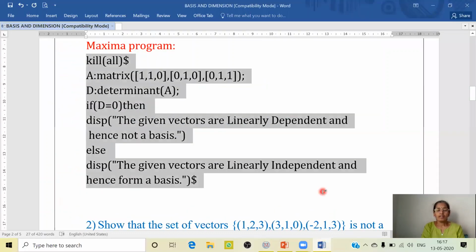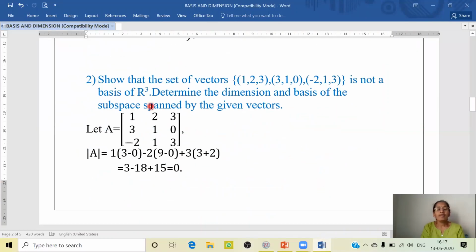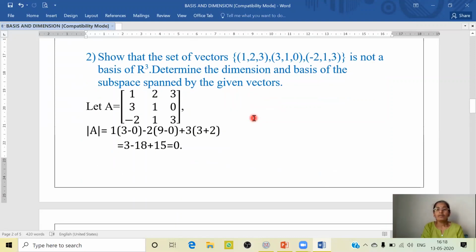Now let us check one more problem, a little different one. Here we need to show that the given vectors are not a basis of R^3, and we need to determine the dimension and the basis of the subspace spanned by the given vectors. To check whether it is not a basis, it is enough if we check whether they are not linearly independent vectors. So for that, let us take the matrix A and find the determinant value.